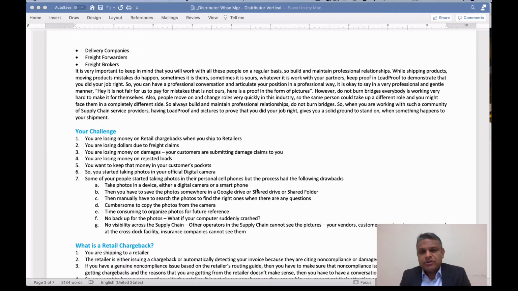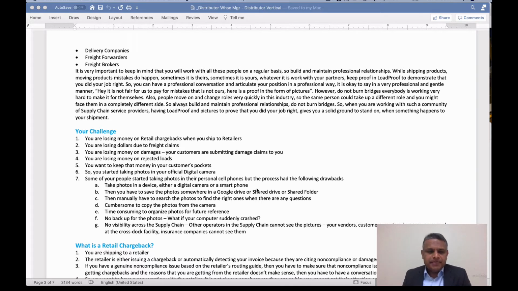And while working with all these people, do not burn bridges, right? Everybody's working very hard to make it for themselves. So keep in mind that people change very, very fast in these organizations. So you want to build and maintain professional relationships when you're working with such a community of supply chain providers, right? Having LoadProof and pictures to prove that you did your job right gives you a solid ground to stand on when something happens to your shipment, right?